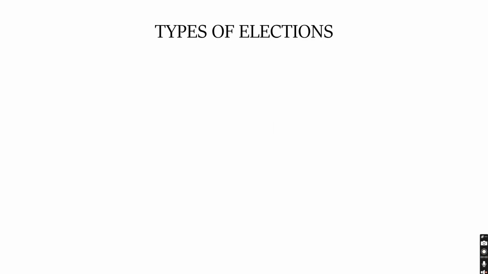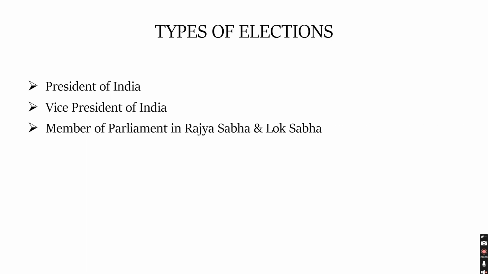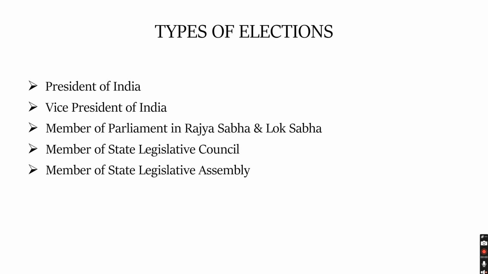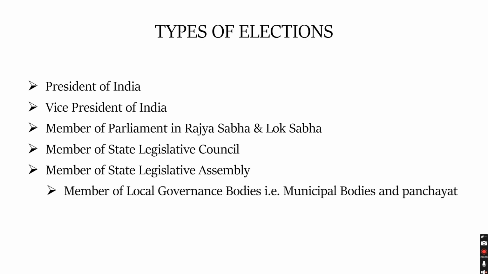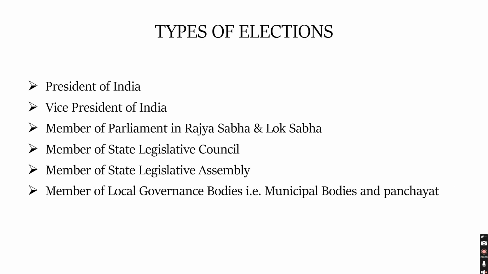Basically, elections in the Republic of India include elections for President of India, Vice President of India, Members of Parliament in Rajya Sabha and Lok Sabha, also known as the Upper House and the Lower House, members of State Legislative Council, members of State Legislative Assembly, members of local governance bodies, that is municipal bodies and panchayat. Also the by-elections. These are the 7 types of elections.